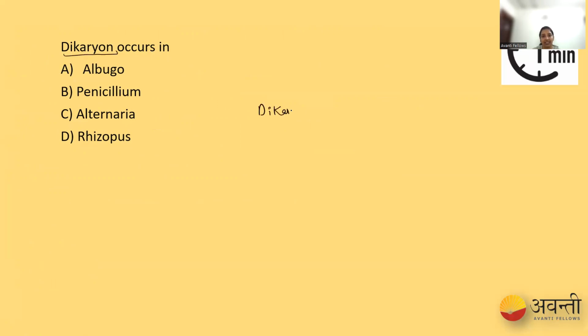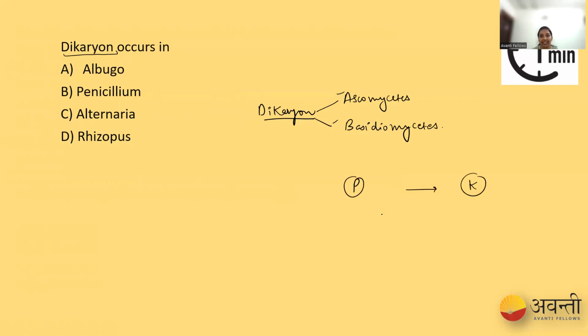So dikaryon is a stage which you will observe in two classes of the fungi. One is Ascomycetes, another one is Basidiomycetes. These are the two classes of the fungi that show the dikaryon stage. That means after the fusion of the protoplast, the nuclei do not immediately fuse. They rest for some time and after some time the nuclei get fused. So in between the plasmogamy and the karyogamy, there is a stage known as dikaryon.